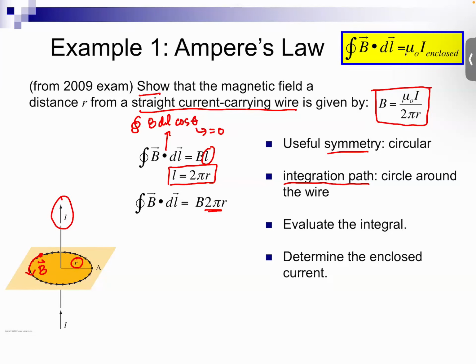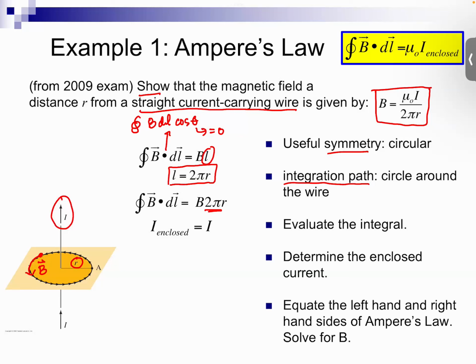Once you've evaluated the left-hand side of Ampere's law, the next step is to determine the current that is inside your integration path, right? Your integration path is this closed loop. If you look here, there is the whole current flowing inside your closed loop, right? So the current enclosed, or the current inside the closed loop, is equal to the whole current I, right?